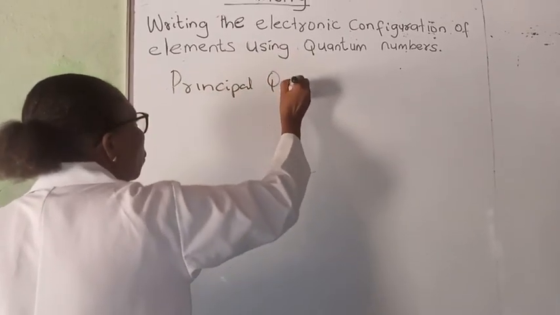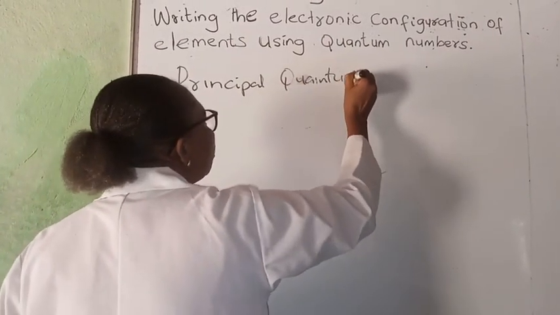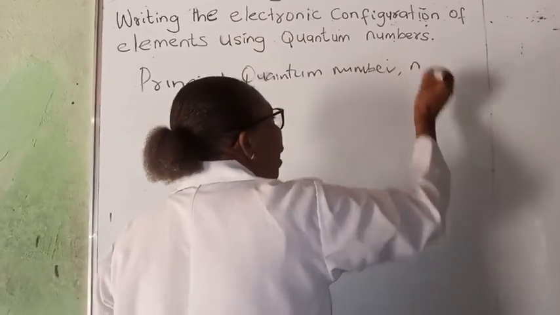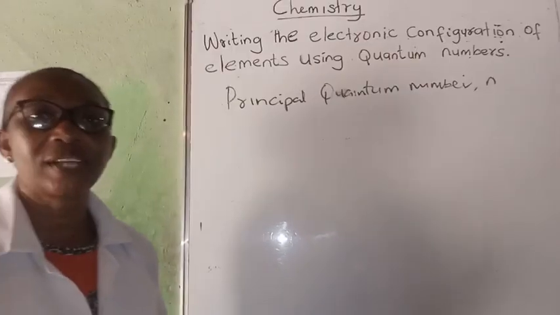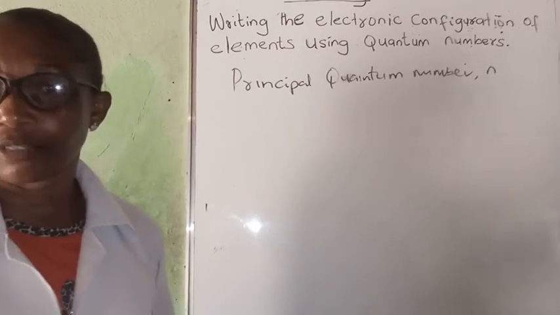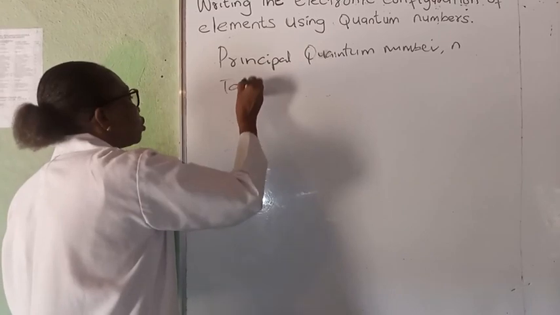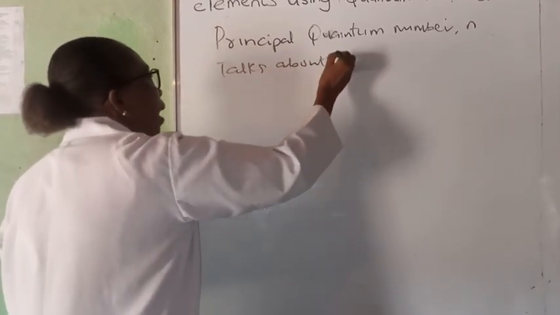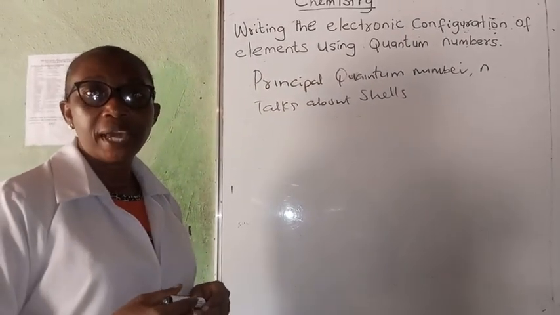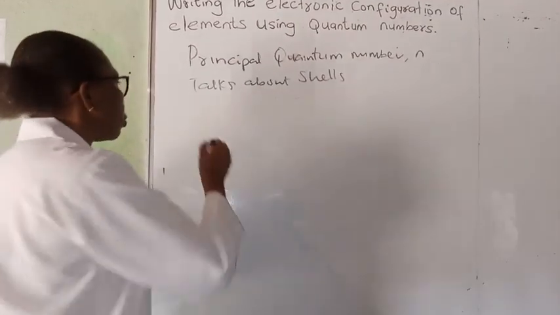Principal quantum number, represented by the symbol n. And what does it talk about? It talks about the main energy level, known as shells. The principal quantum number talks about shells, which are referred to as main energy level. This principal quantum number gives these shells symbols.